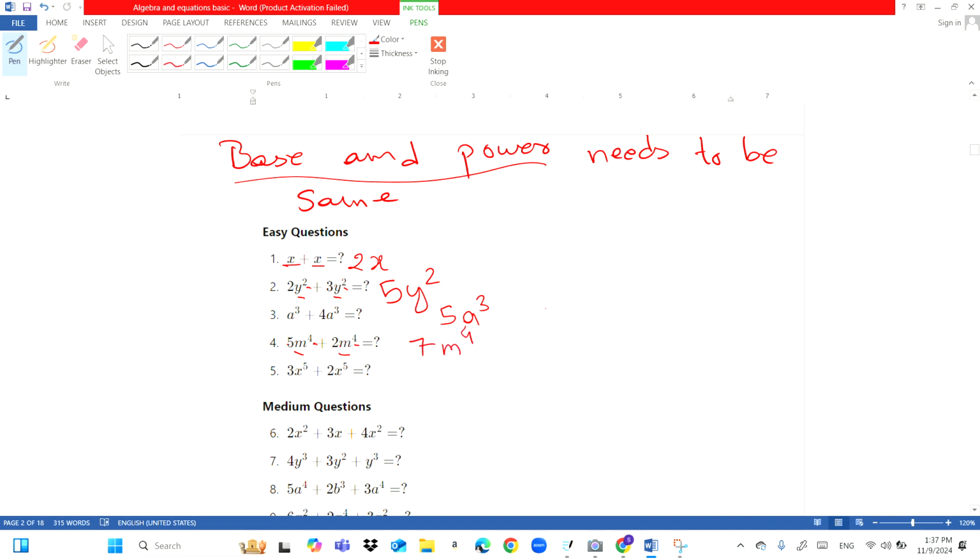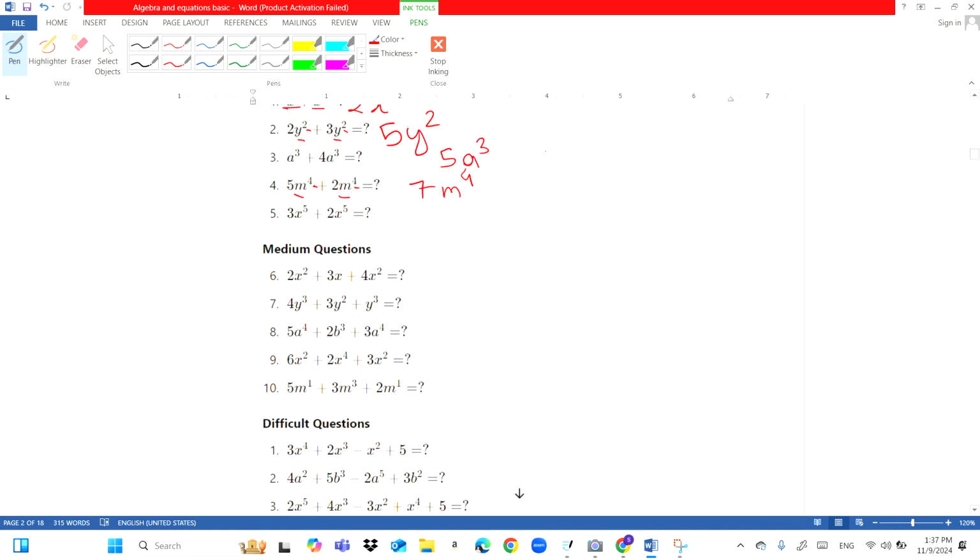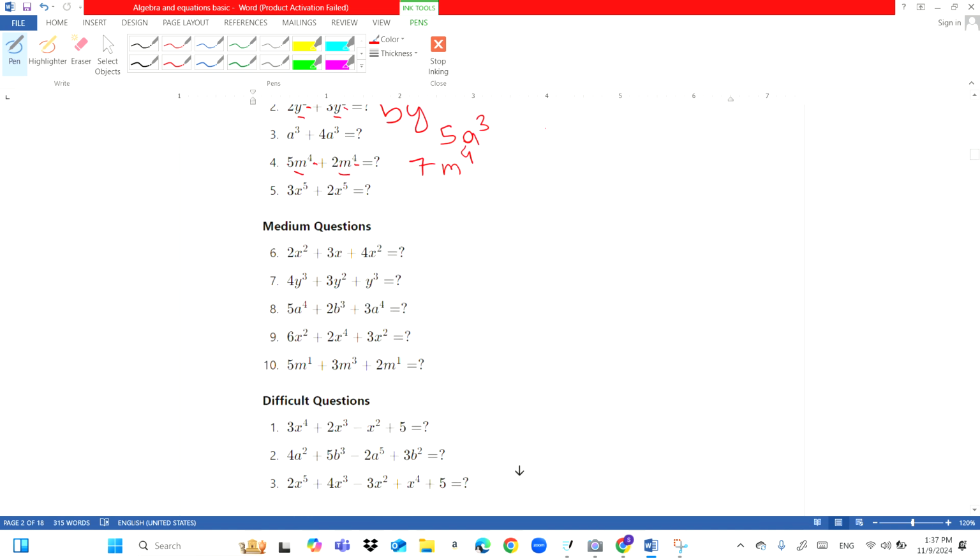Now let's move down and try some different type of questions here. Let's look at these examples. In this example, there are three different terms. One is 2x square, another is 3x, and then we have 4x square. Here the base is x, here it's x, here it's x. But here we have power 2, here we have power 1, and here we have power 2.